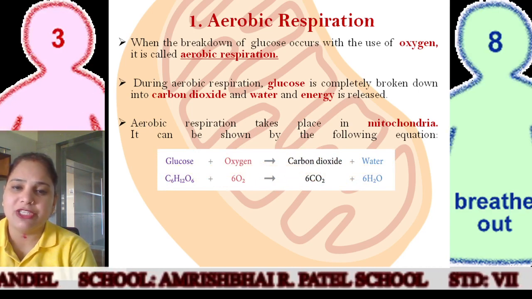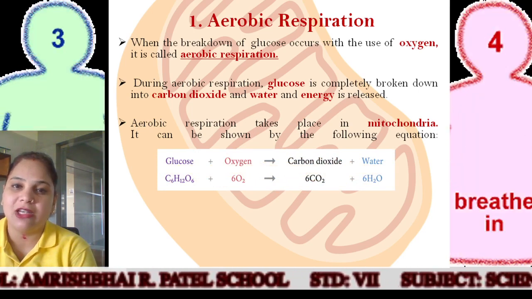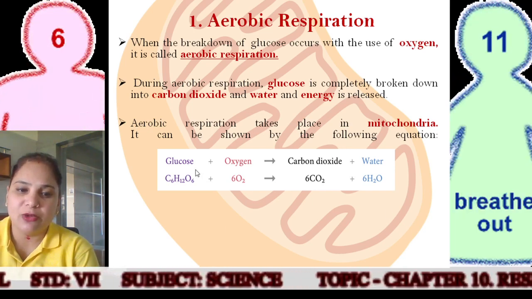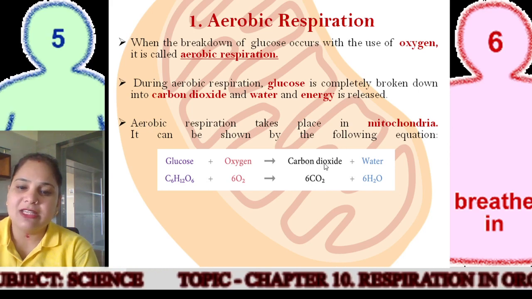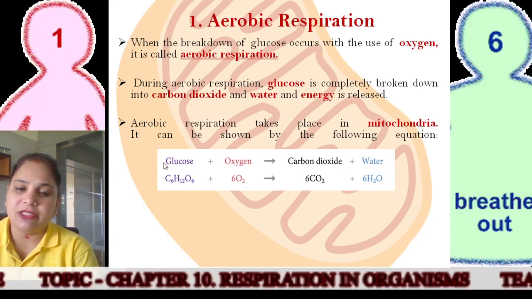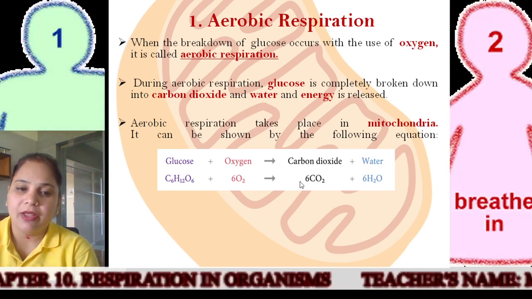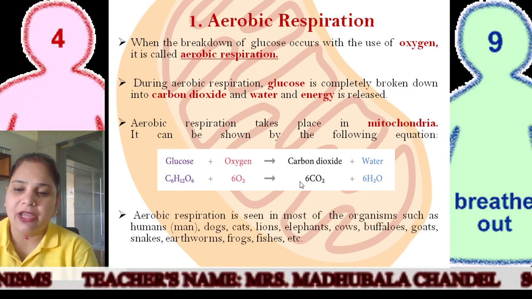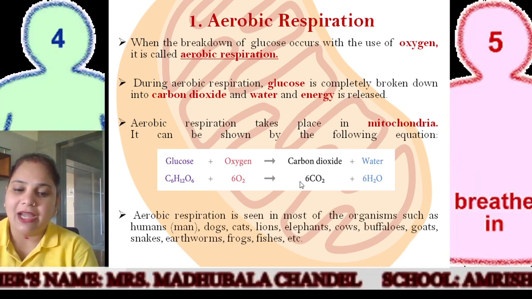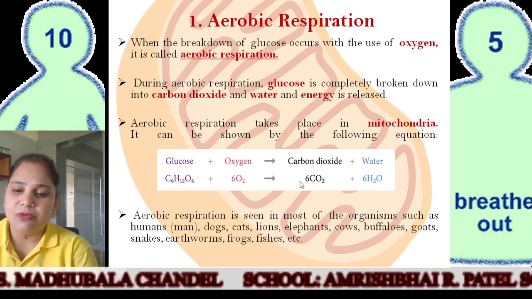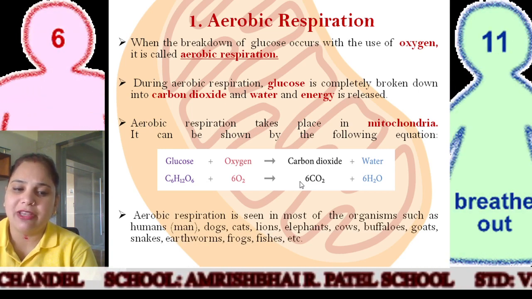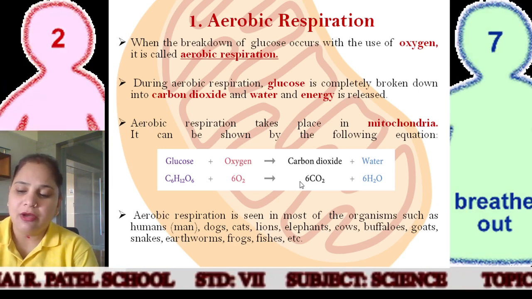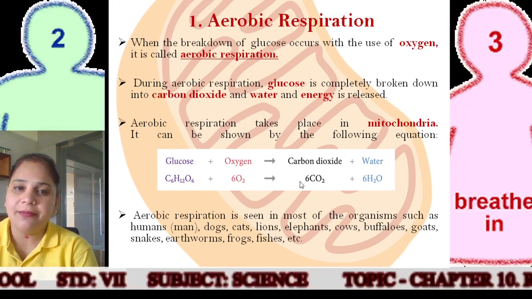This aerobic respiration takes place at the cellular level in each cell of our body. We can see how it takes place with the equation: glucose plus oxygen releases carbon dioxide plus water. This is the chemical form. Aerobic respiration is seen in most organisms such as humans, dogs, cats, lions, elephants, cows, buffaloes. It means in almost all animals we can see aerobic respiration taking place, where we need oxygen to break down the glucose. Clear?